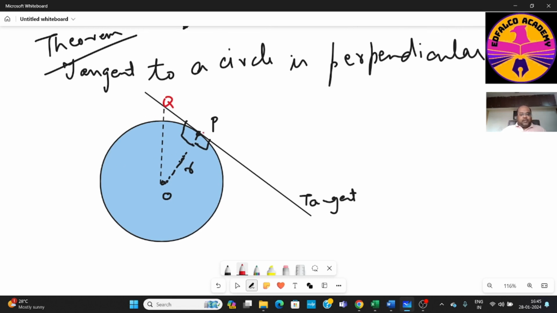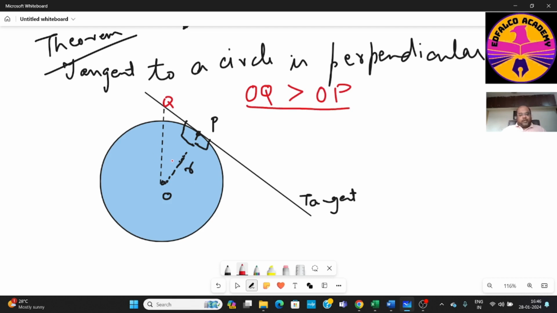Now obviously, according to the definition of the tangent, P is the only point which is touching the circle, right? So the moment we move away from P, obviously it is not going to be on the circle. First of all, the point Q is not going to be on the circle. It's going to be on this line. And you can see from this diagram very well that OQ, the distance O to Q, will obviously be greater than O to P.